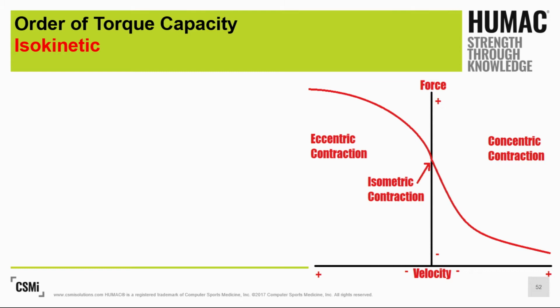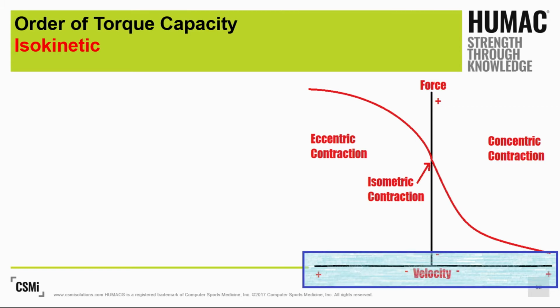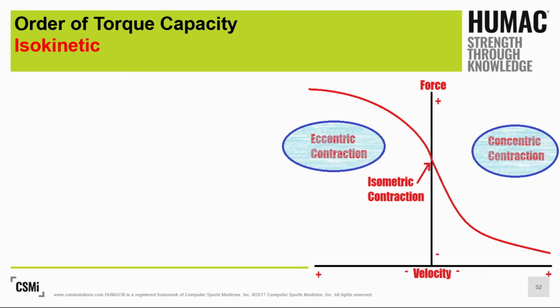In the graph, the y-axis going up represents force output capability, so the higher up you go, the more force is being produced. The x-axis is velocity, with the middle vertical line being zero or no motion, and velocity increasing as you go out both directions, left and right. The left side of the zero line is an eccentric contraction where the muscle is lengthening, and the right side of the line is a concentric contraction with the muscle shortening.